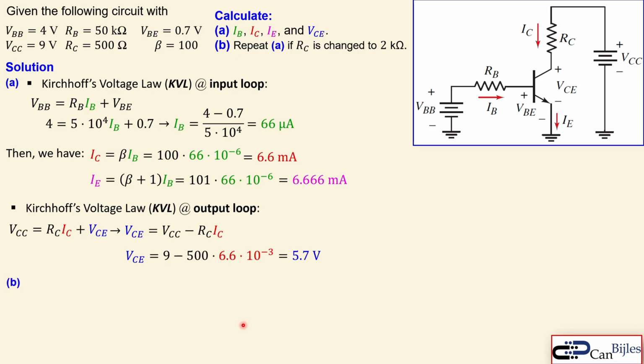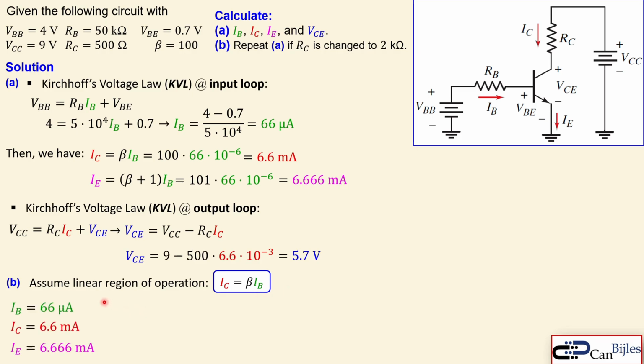Okay, now we look at question B and repeat everything, and we'd like to calculate these four values. Now we know from the current calculations that it is not dependent on the RC. There is no RC in here. It's only in the VCE calculations. So if I now assume again linear region of operation, we can say this is valid. So the IC is equal to the beta times IB, linear region. And we can say the IB is equal to that, IC is that, and IE that. Those three values are just from the solutions from part A.